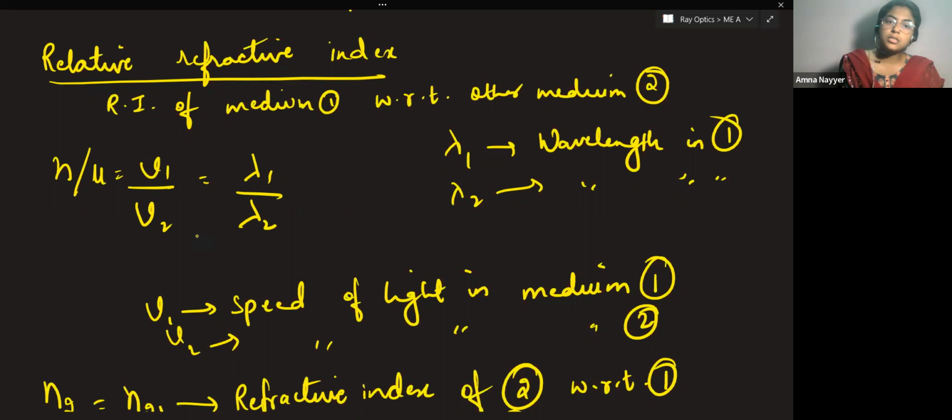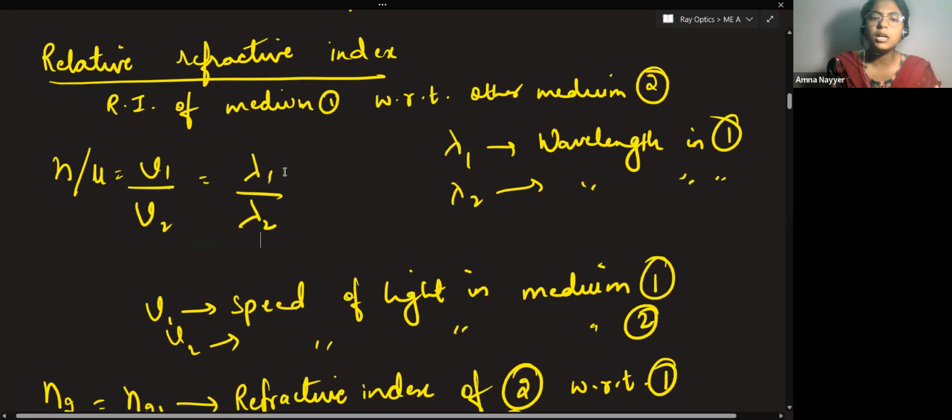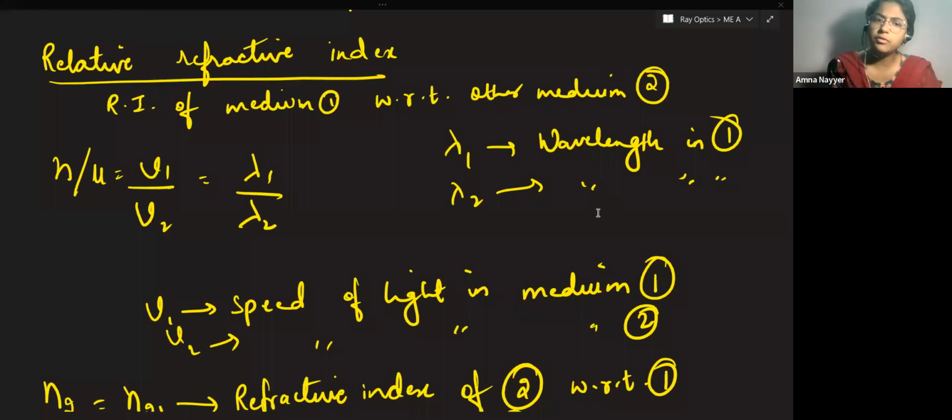So V1 is what? Speed of light in medium 1. V2 is the speed of light in medium 2. Lambda 1 is the wavelength in medium 1. Lambda 2 is the wavelength in medium 2. Fine. I hope this part is clear.